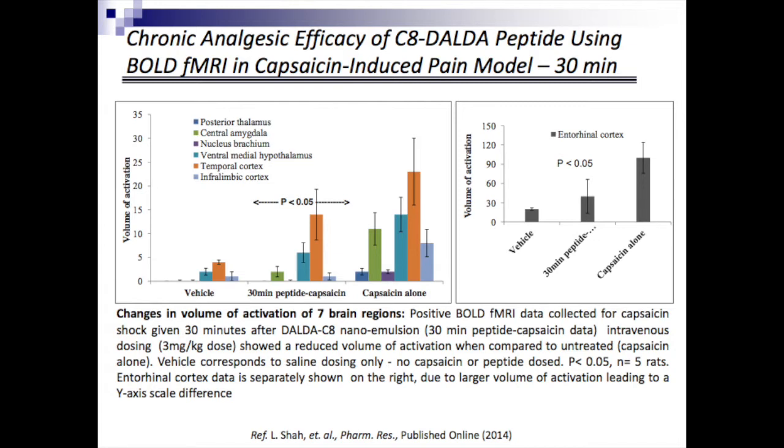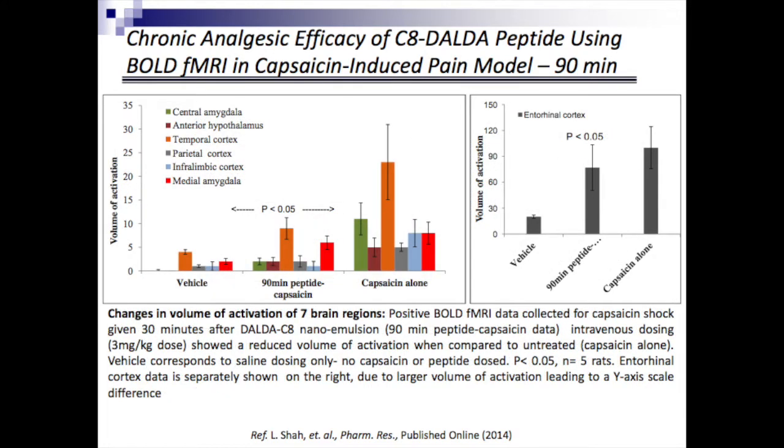What you see at the bottom are animals that have been treated with vehicle as a negative control, no capsaicin, and then on the far right are the capsaicin-treated animals. In the middle, where you see a significant difference at less than 0.05, are animals that have been treated with the peptide before treatment with capsaicin, and this pre-treatment with peptide actually prevented the response to capsaicin tremendously in those regions of the brain. This effect lasted for 30 minutes here, and then also for 90 minutes post-administration.